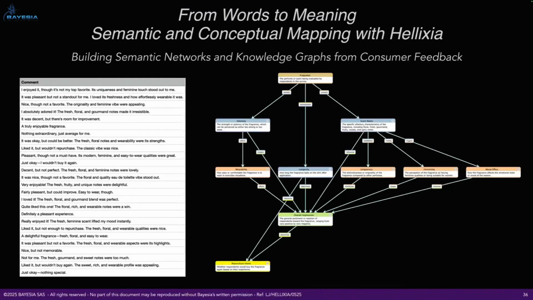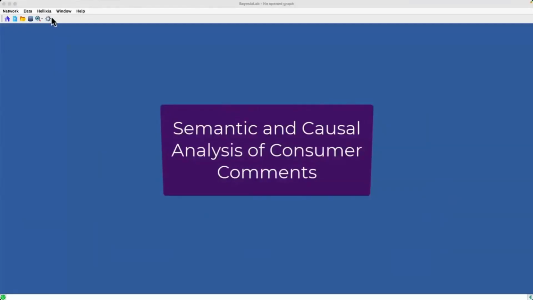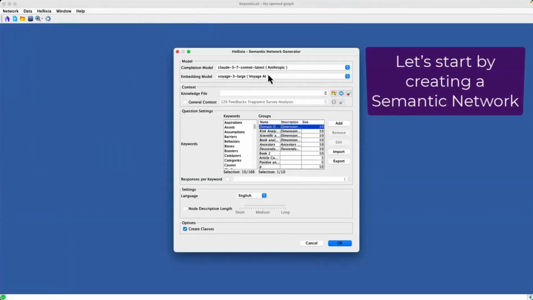Now, I still have 2 topics to cover really quickly. The first one is how to use the comments for knowledge discovery, if you will. So not just for helping the machine learning algorithm of BayesiaLab, but really for you, just to see what those comments are. We are going to use the LLM knowledge mining set of features, and more precisely, the semantic network and the knowledge graph. The semantic network, or causal network instead of knowledge graph, I think.